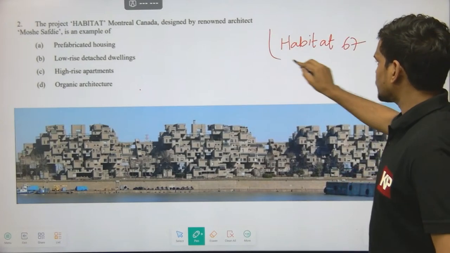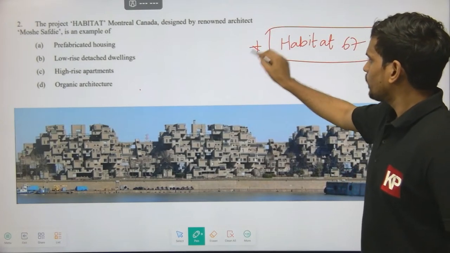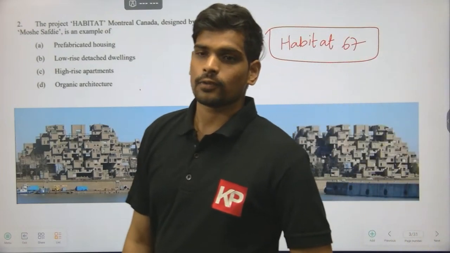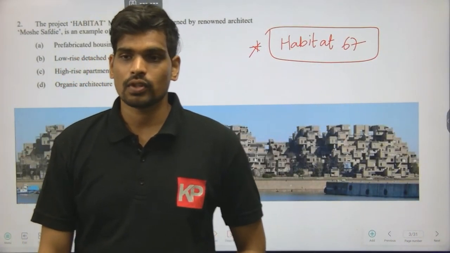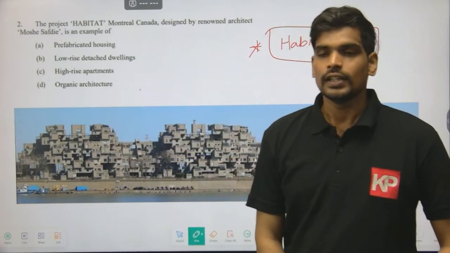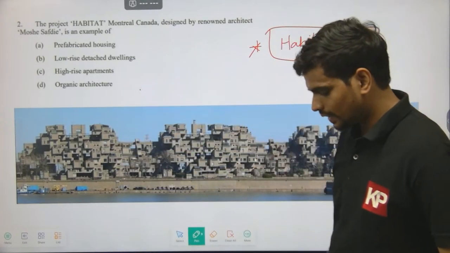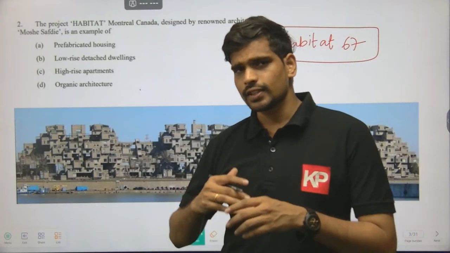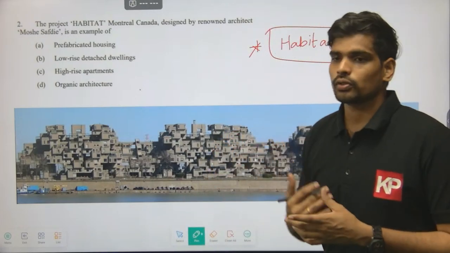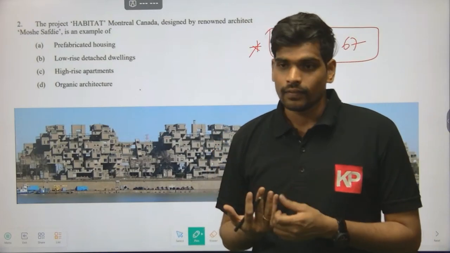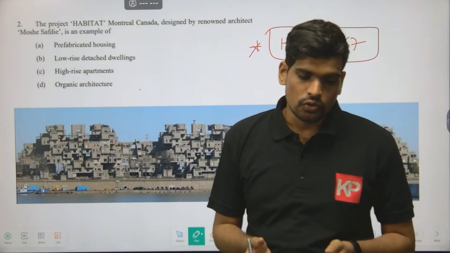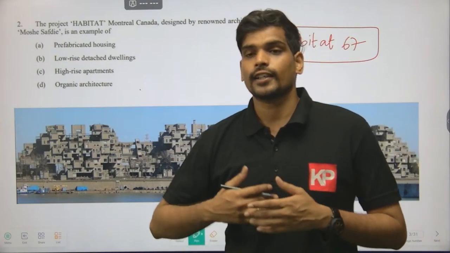it's named Habitat 67 because it was built to house the World Exposition of 1967, which was held in Montreal, Canada. This particular structure was designed by Moshe Safdie. The interesting feature is that the concept used in this building was developed by him during his architectural thesis.